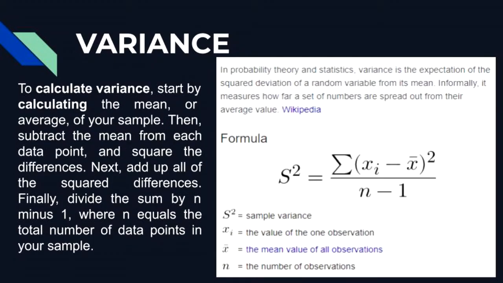The variance. In probability theory and statistics, variance is the expectation of the squared deviation of a random variable from its mean. Informally, it measures how far a set of numbers are spread out from their average value. To calculate variance, start by calculating the mean or average of your sample. Then, subtract the mean from each data point and square the differences. Next, add up all the squared differences. Finally, divide the sum by n minus 1, where n equals the total number of data points in your sample.